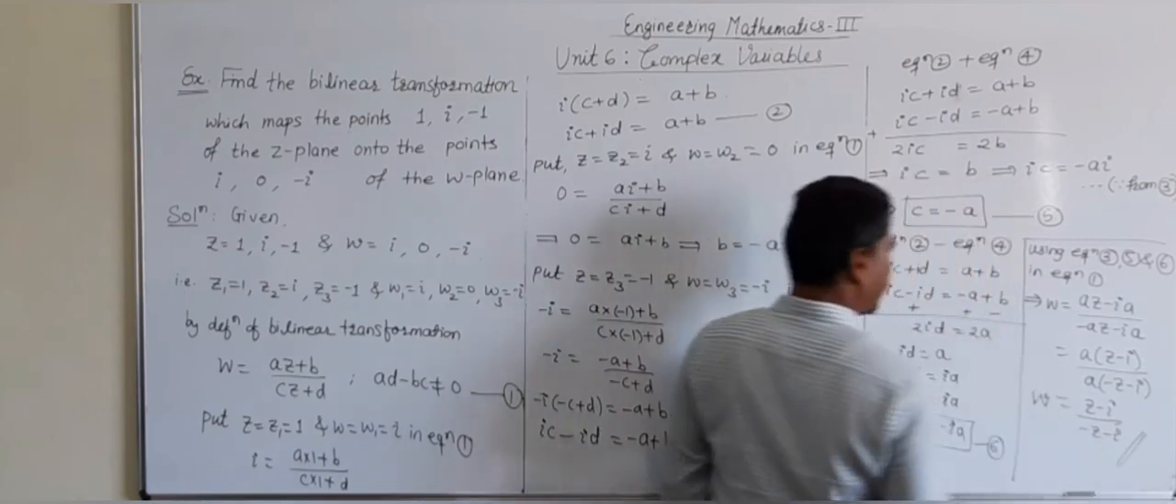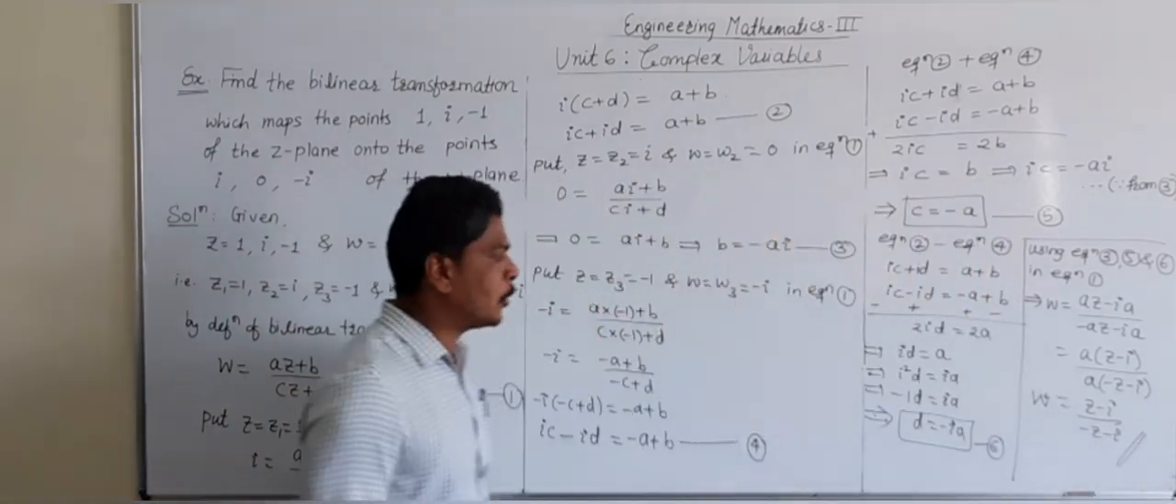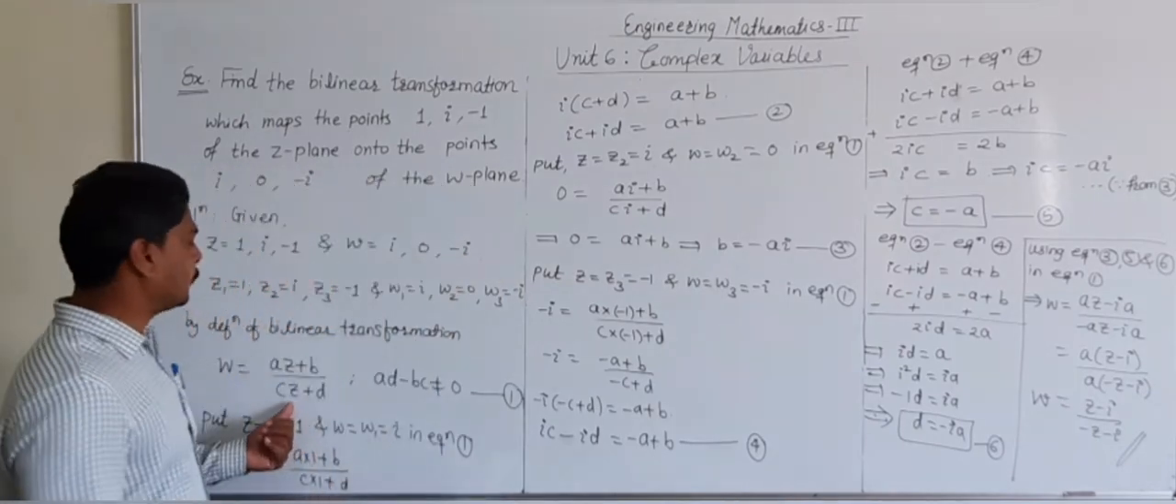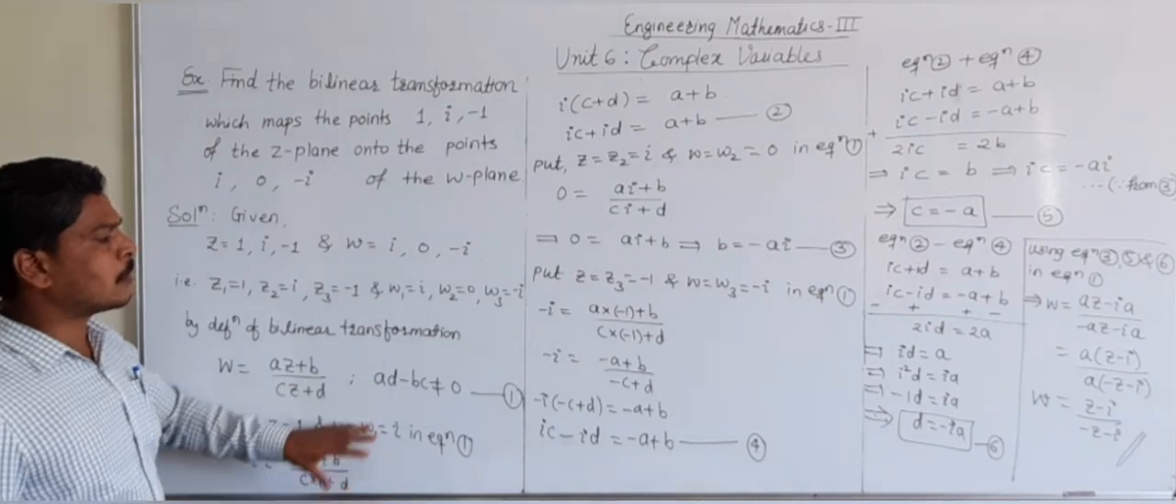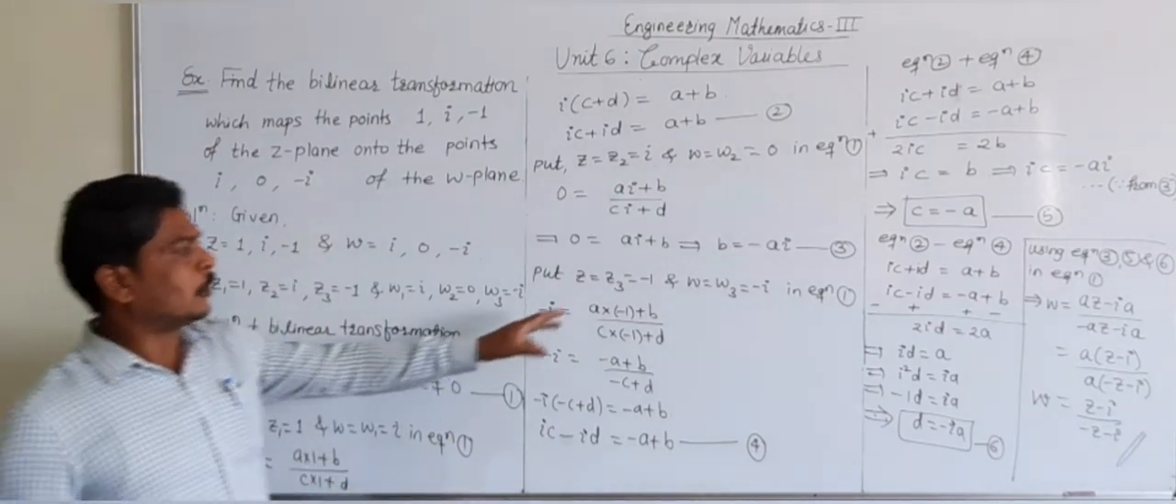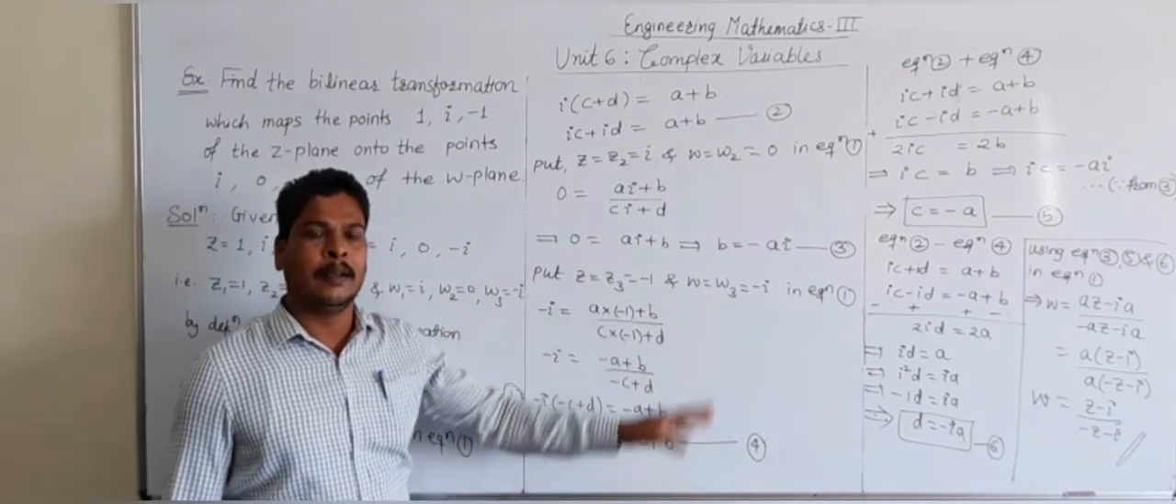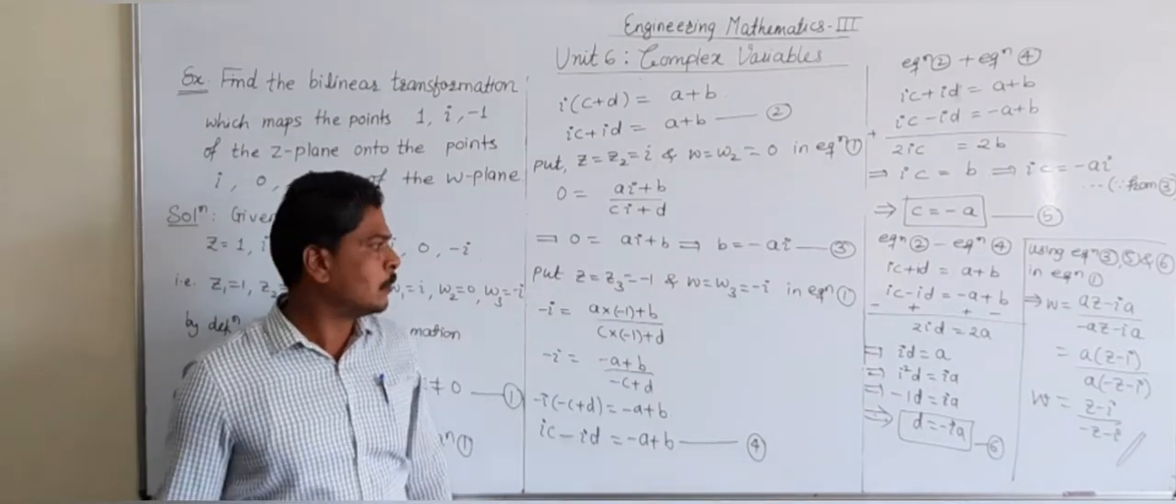So in that way we get our required bilinear transformation using definition of bilinear transformation, and simplifying this bilinear transformation using given points for finding the values of A, B, C, D in terms of any one of these four.